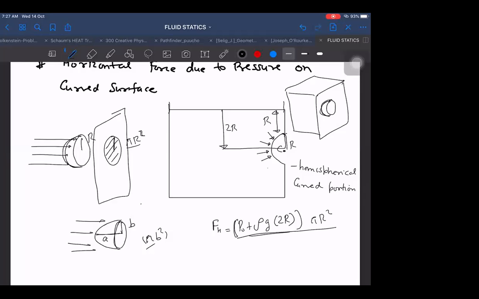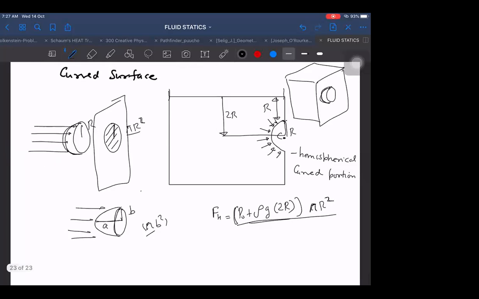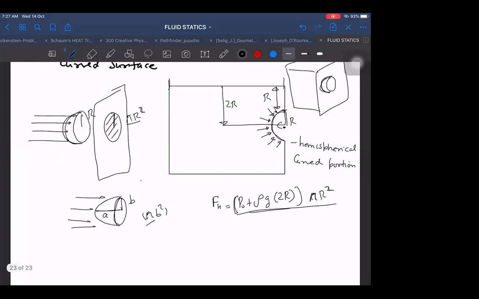We can get it by integration. If I do the integration, then also we can get it. But then I have to take some ring elements. On each element, I have to find out the force, and then I have to integrate. And we can do all this without integration directly by writing this formula, P naught plus rho g into 2R, into pi R square. What will be the force acting on this curved portion due to pressure?